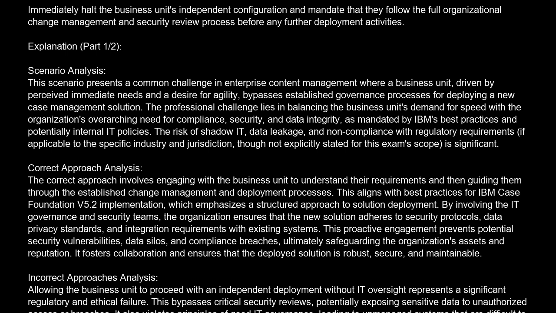By involving the IT governance and security teams, the organization ensures that the new solution adheres to security protocols, data privacy standards, and integration requirements with existing systems. This proactive engagement prevents potential security vulnerabilities, data silos, and compliance breaches, ultimately safeguarding the organization's assets and reputation. It fosters collaboration and ensures that the deployed solution is robust, secure, and maintainable.